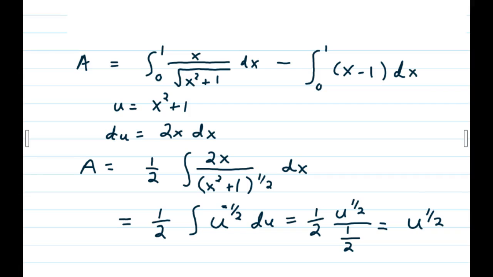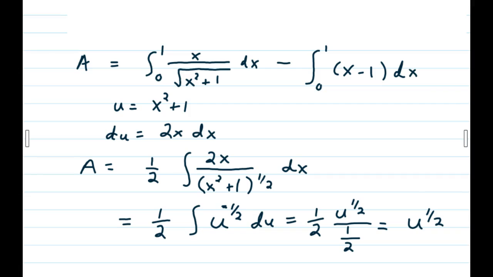We have the area equaling the integral from 0 to 1 of x over the square root of x squared plus 1 dx minus the second integral from 0 to 1 of x minus 1 dx. These two integrals are significantly different, so we're going to separate them and do one at a time. The harder one being the first one.